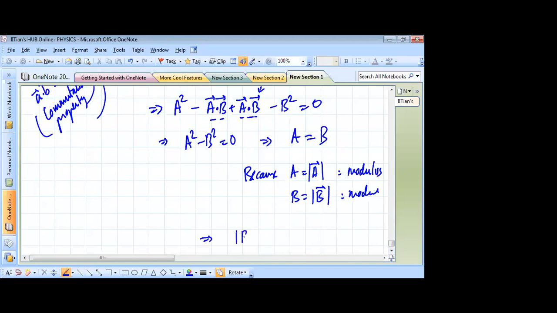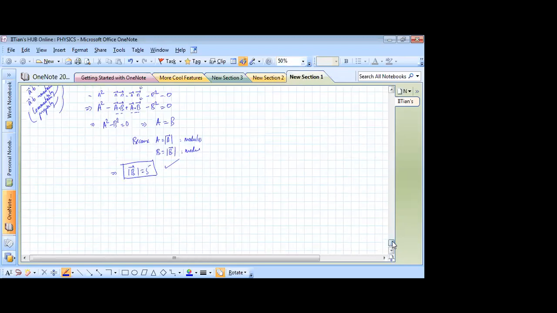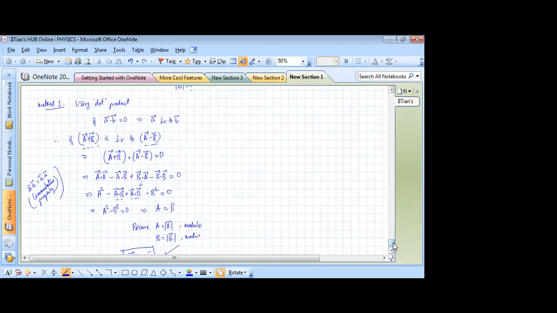So that means the magnitude of vector B is becoming 5. So this is making use of the scalar product or dot product concept of perpendicular vectors. Now we can also do this by using component algebra, and I'll come to that next. But first note down this method.